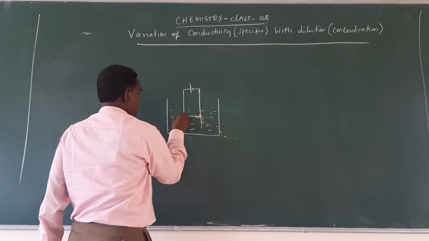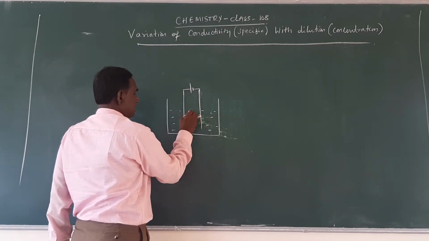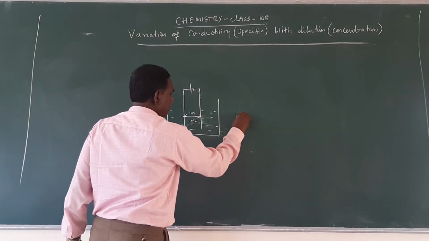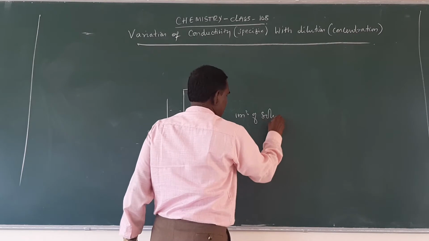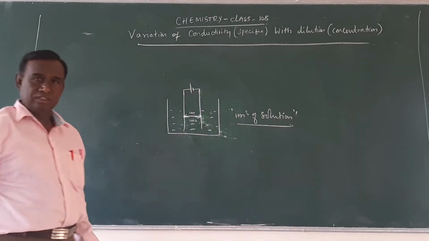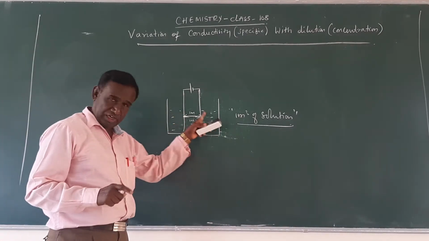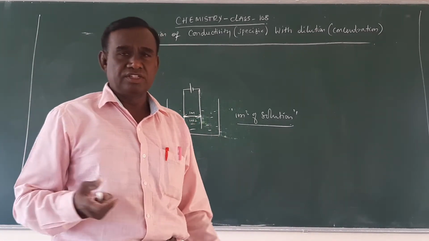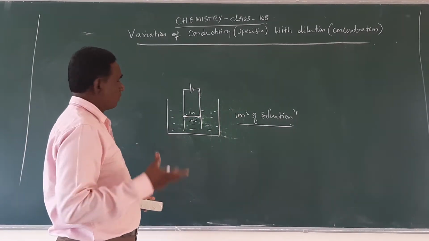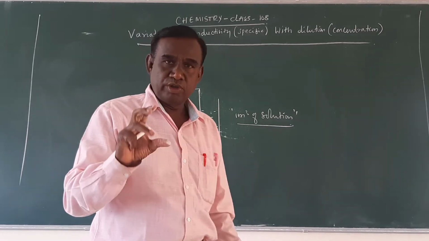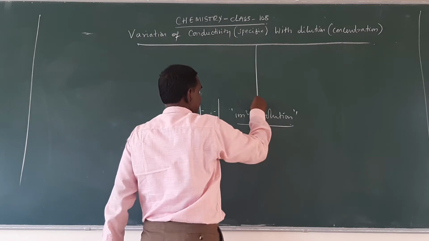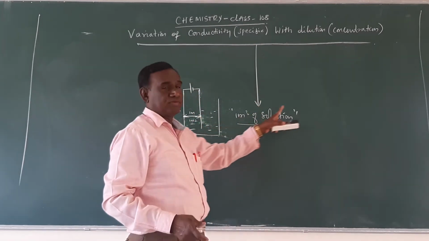The distance between the electrodes is 1 meter, and the area is 1 meter square. That is 1 meter cube of the solution. Specific conductivity is the conductivity produced in between two electrodes separated by a distance of 1 meter and area of cross section 1 meter square. So it is the conductivity produced by 1 meter cube of the solution.